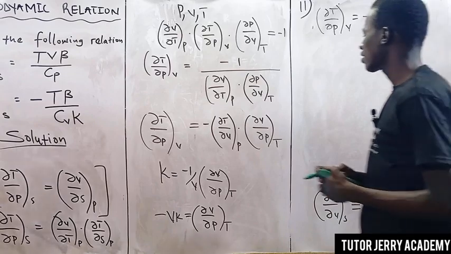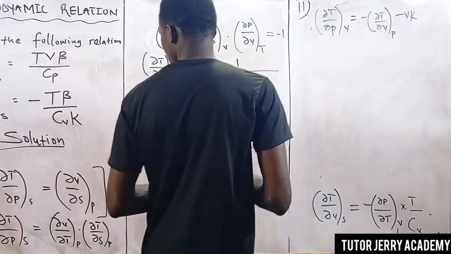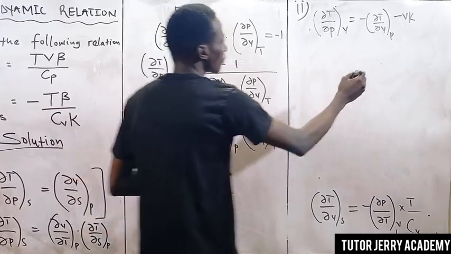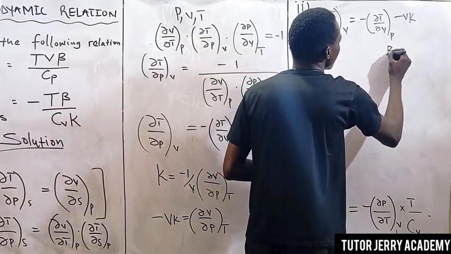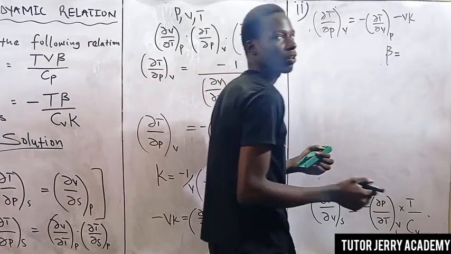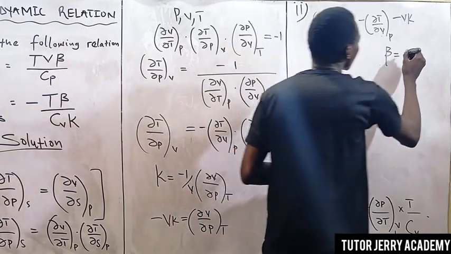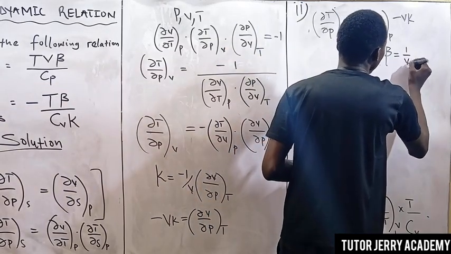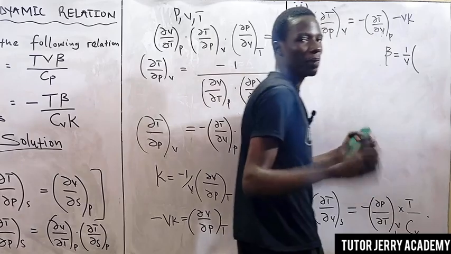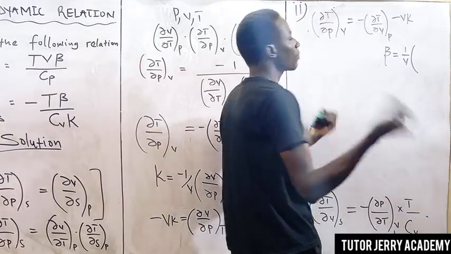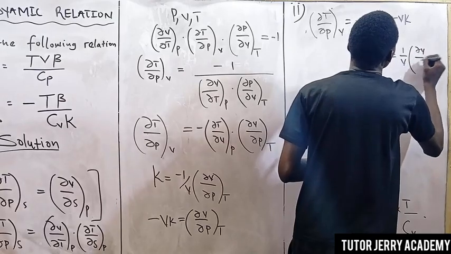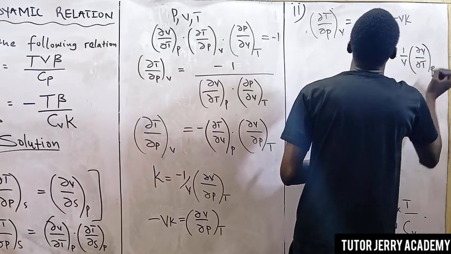So next, we also know that recently I've just said that beta, which is the coefficient for our volume expansion, I've said that beta is equal to 1 all over v into the partial derivative of v all over the partial derivative of t, keeping p constant.